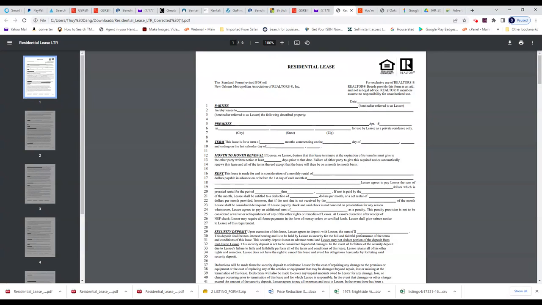If you want to do the month to month, you still have to put 30 here, how many days you're going to give. That way it's been known that you give 30 days, they give 30 days as per the law.